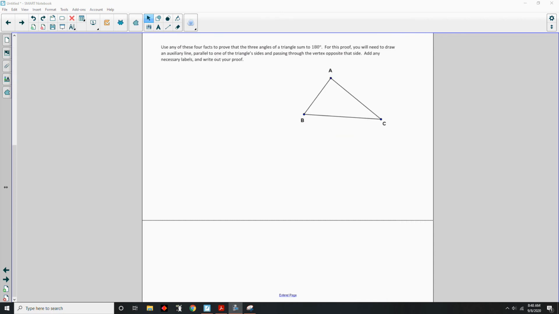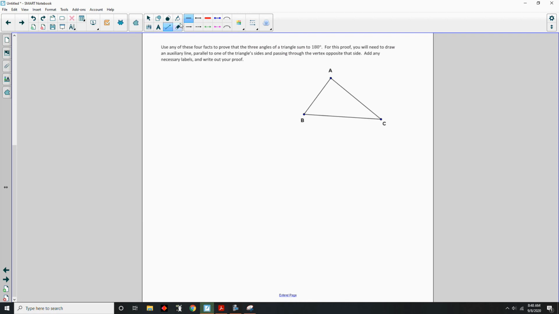Okay, on this one it says to use any of these 4 facts to prove that the 3 angles of a triangle add up to 180 degrees. For this proof, you'll need to draw an auxiliary line parallel to one of the triangle sides and pass through the vertex opposite that side. Add any necessary labels and write out your proof.